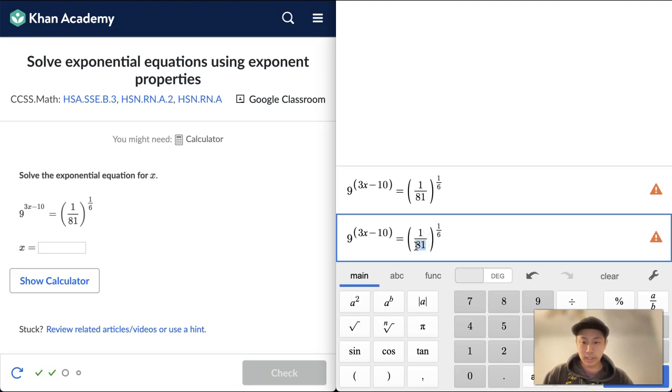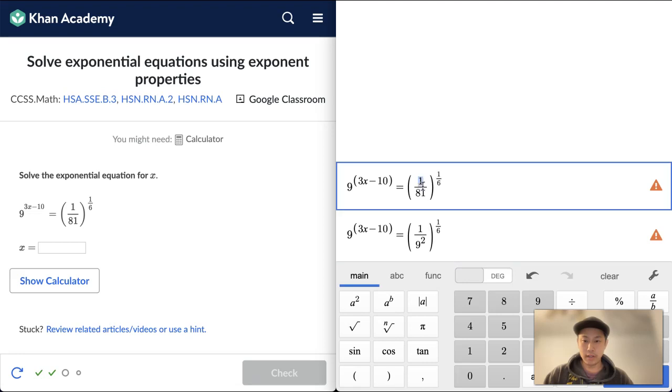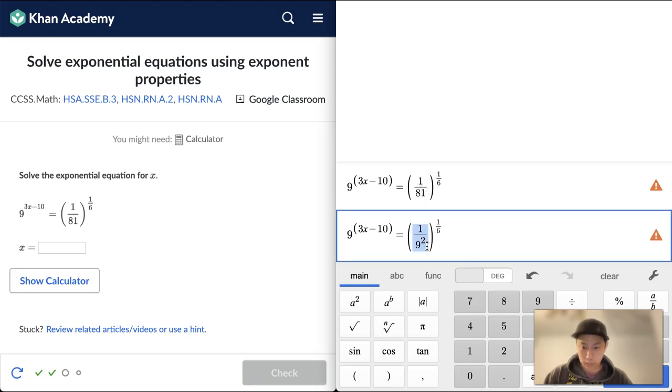This 81 is nice because this is going to be the same thing as 9 squared. So 1 over 81 is the same thing as 1 over 9 squared, which then I can change into 9 to the power of negative 2, right? So remember, we can always flip between numerator and denominator as long as we keep the same base and change the sign of the exponent.